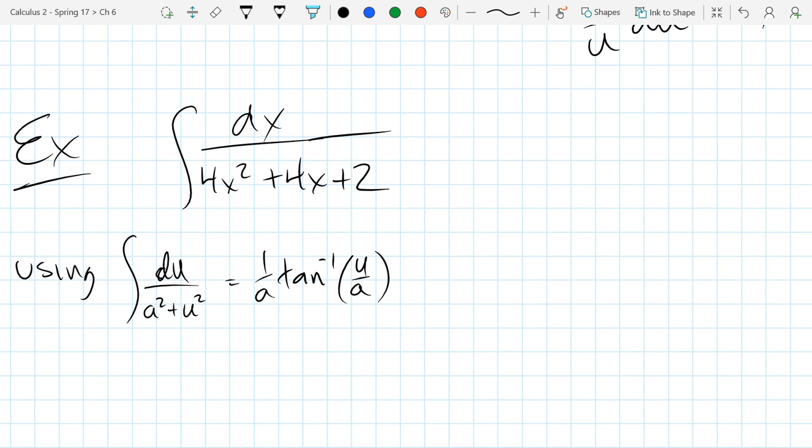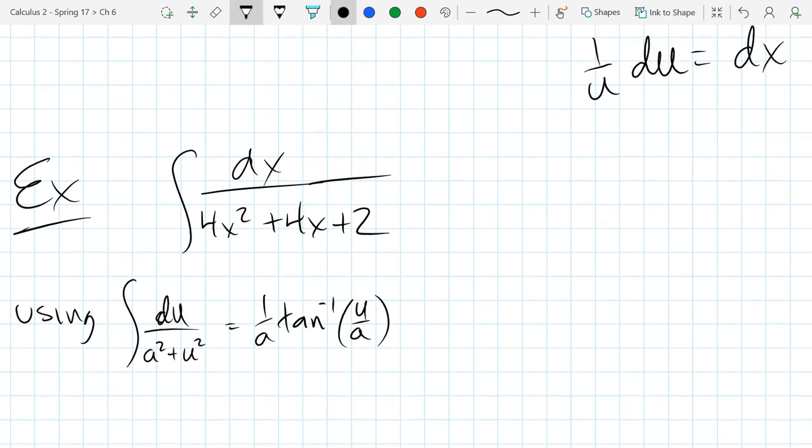No, the 2 is not the problem. I mean, you can say in this form, 2 is almost a squared. That's not the problem. It's that 4x. If I erase that 4x, I could basically say u is 2x and a is square root 2. But you can't just cross out 4x because it's not convenient. Well, not in my class, you can't.